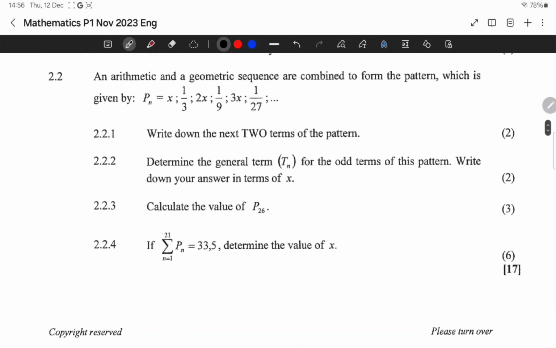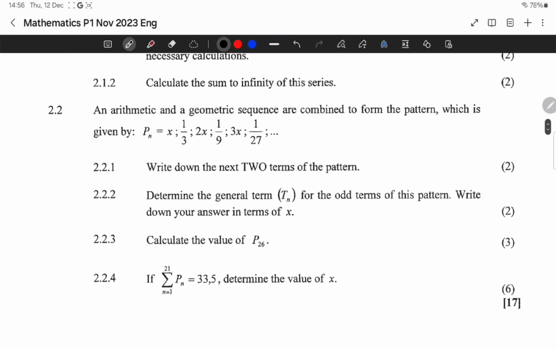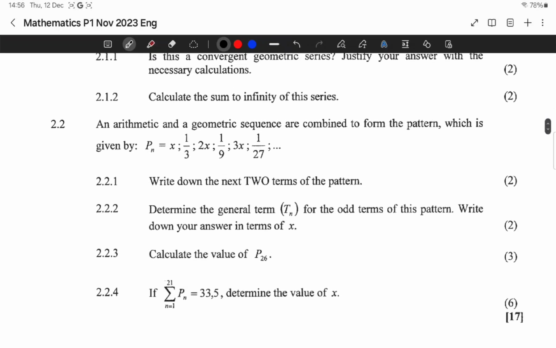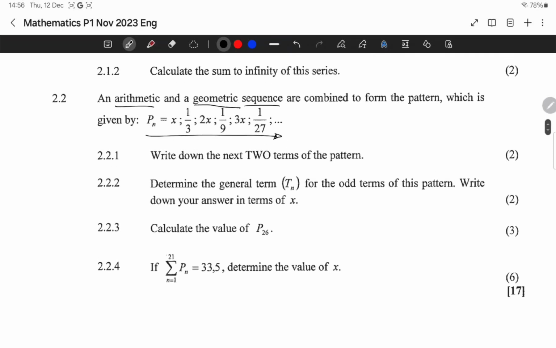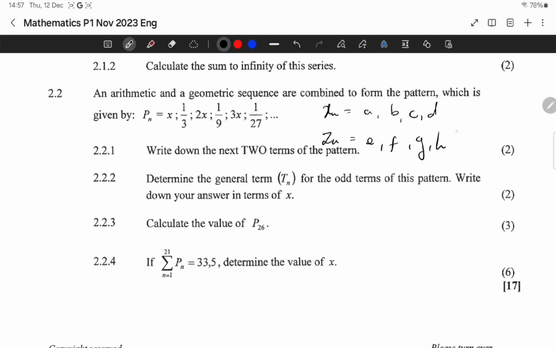And then the next question, that's 2.2. Now at question 2.2, an arithmetic and geometric sequence are combined to form the pattern which is given by this. Write down the next two terms of the pattern. So what this question is telling you is that they had an arithmetic sequence x of n, which had a, b, c, d, and a geometric sequence z of n, which had e, f, g, h.